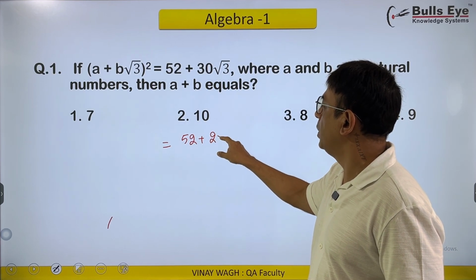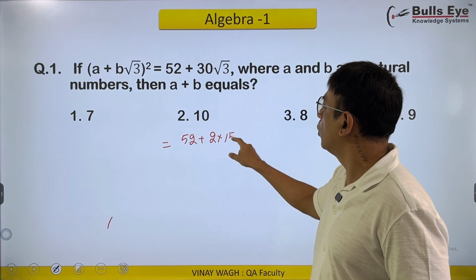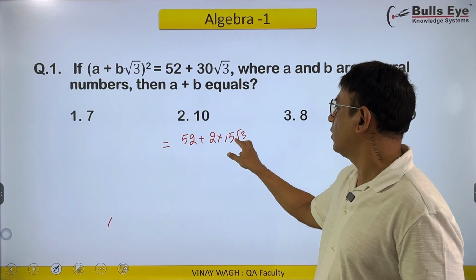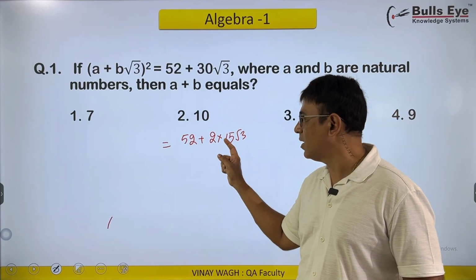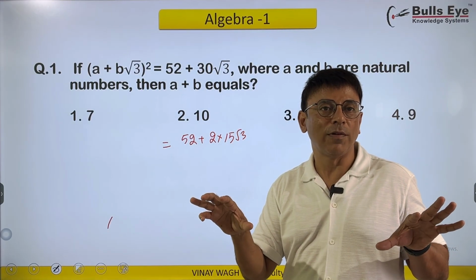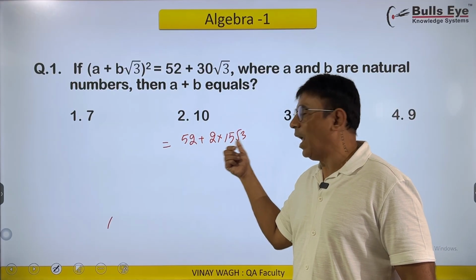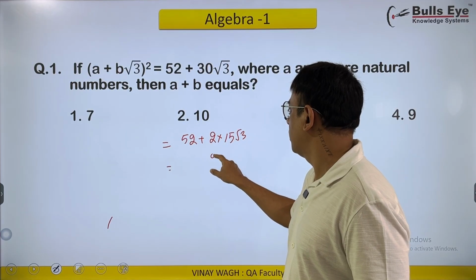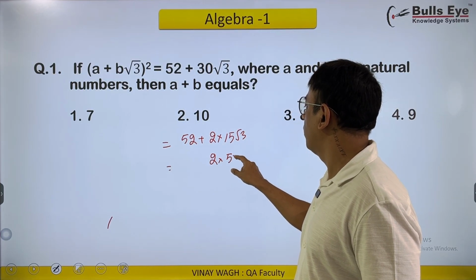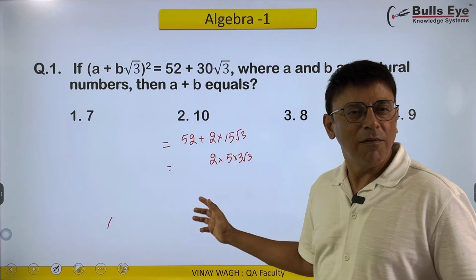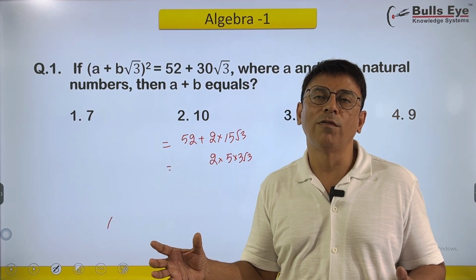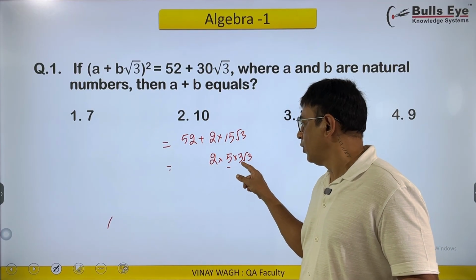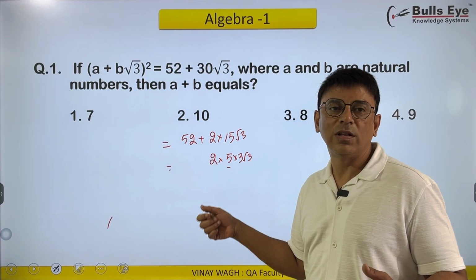2ab is 2 into 15 root 3. Now this 2 is the constant. This is a into b, and I have to now reconcile 52 as the sum of two perfect squares, a square and b square, and ab is 15 root 3. Obviously there is root 3 in between. So how can I play with this? 15, if I take this as 5 into 3 root 3, I will change this if it is not giving me the form of 52 as the sum of two perfect squares. 5 square is 25. 3 root 3 square is 9 threes are 27. 27 and 25 is 52.